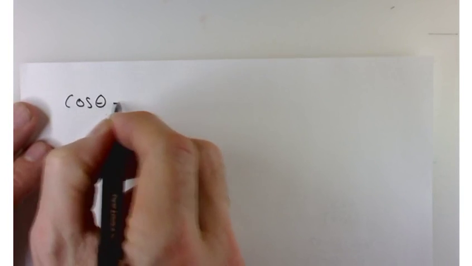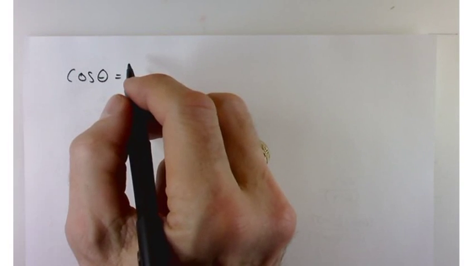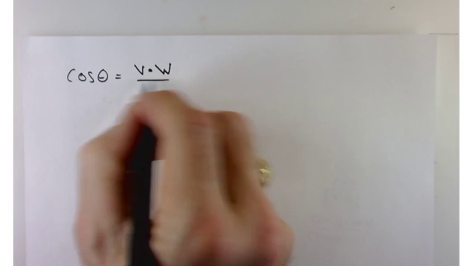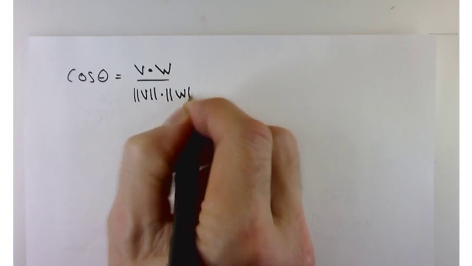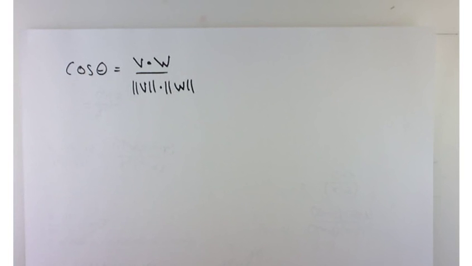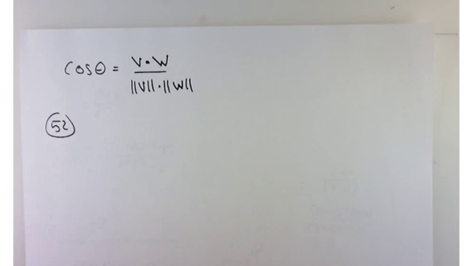So as a reminder, the cosine of theta, the cosine of the angle between 2 vectors, is going to be the dot product of those 2 vectors, so v dot w, divided by the length of v times the length of w. Let's see if we can figure that out for a couple of problems. I'll start with problem 52 because it has a special result.